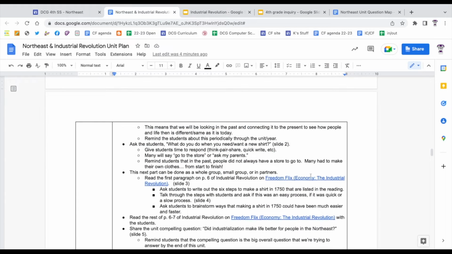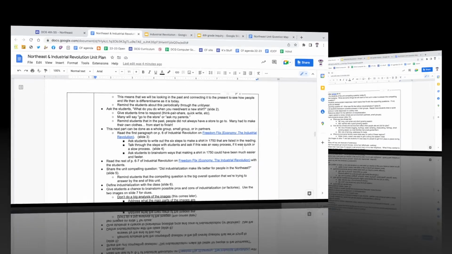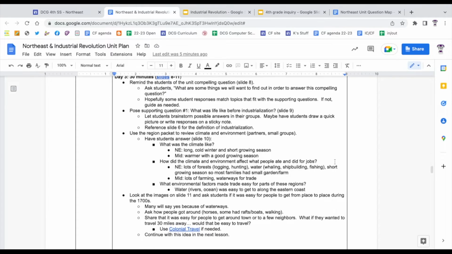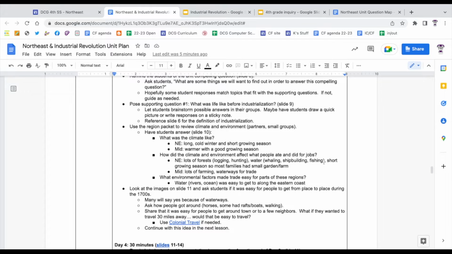So students start learning about the Industrial Revolution and how we went from individuals making it to more of a factory situation. Day 3, we spend time on the unit compelling question, and we move on to supporting question 1 as well, and we start researching different aspects of the Northeast region. So it's climate, the environment, and how that impacted the types of jobs that were available.